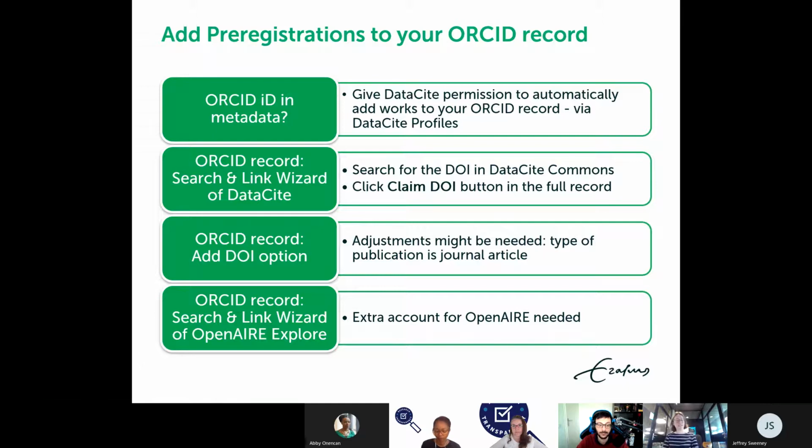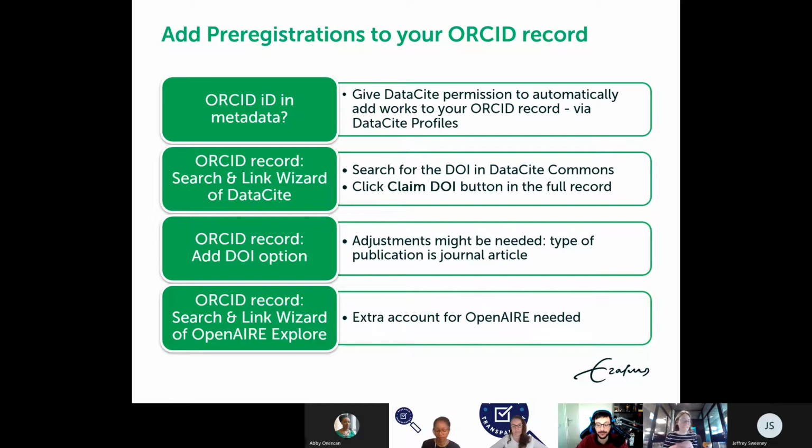When your ORCID ID is not in the metadata or in the contributor part, then there are different options. You can use the DataCite search and link wizard, and there is a claim DOI button then. There is the add DOI option, and you just search for the DOI and then it's being added. Unfortunately, you need a little bit of editing because the type of publication is a journal article, and I think that's not correct, technically speaking.